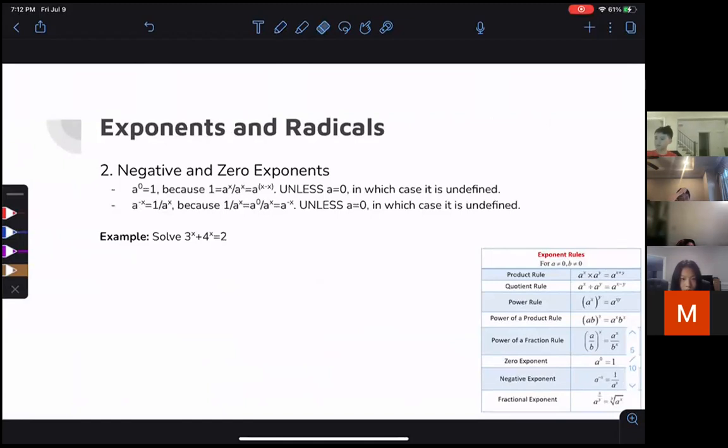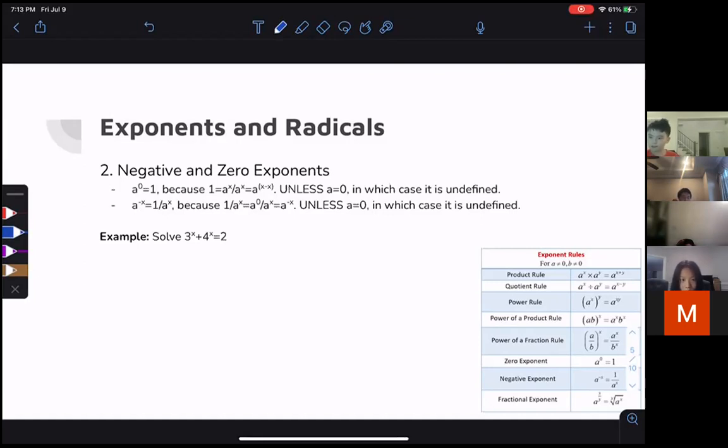Negative and zero exponents; I already mentioned these. A to the 0 is equal to 1, because 1 is equal to a to the x divided by a to the x, which is a to the x minus x, which is a to the 0. Unless a equals 0, in which case it's undefined. You might think 0 to the 0 is 0, since 0 to any power is usually 0. You might also think it's 1 because of this rule, but it's undefined. There are definitely reasons why. In general, just avoid undefined expressions like that.